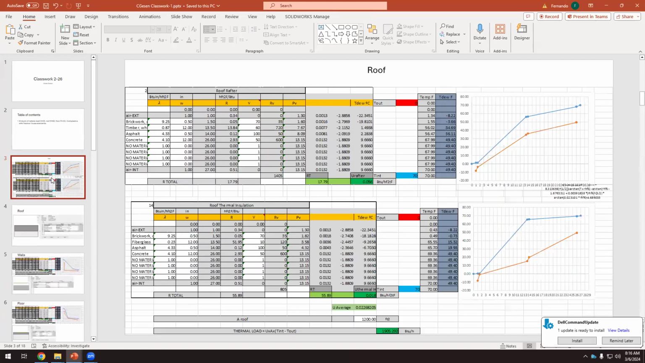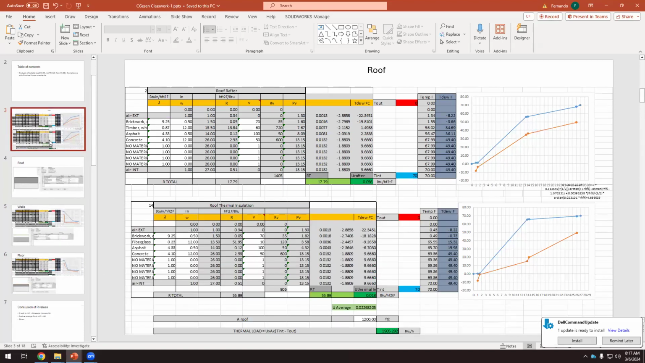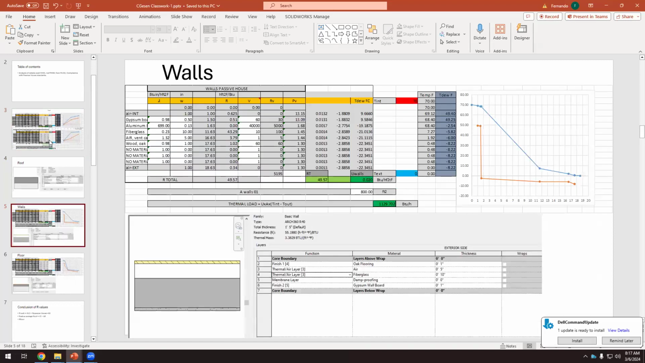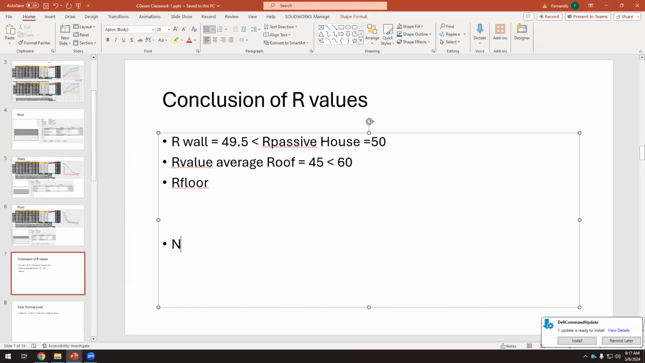When we are doing this analysis, we are assessing something else, which is the condensation risk. When we are looking at these graphics, if there's an intersection between the temperature and the dew point temperature, that means that we don't have any condensation risks. If we look at the graphics, apparently there is no condensation risk in any of the details, so that's good. So that's another conclusion. No condensation risks.